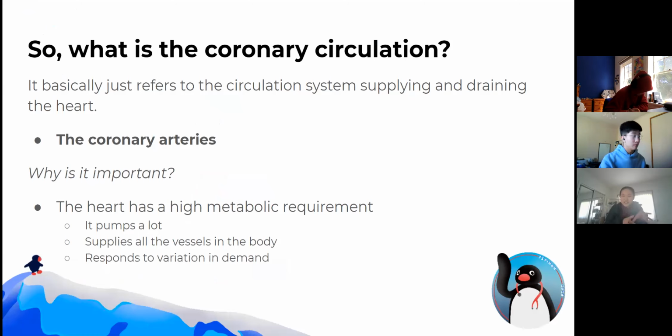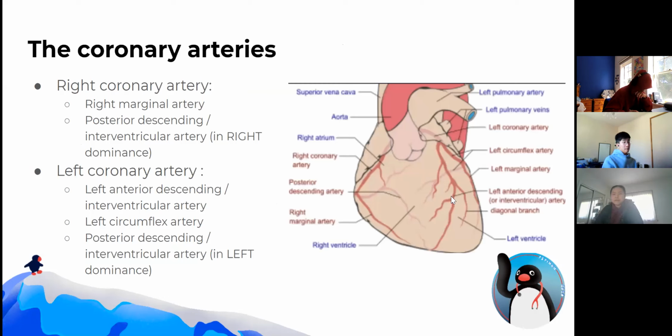So the coronary circulation refers to the circulation system supplying and draining the heart. And obviously this is important because I didn't actually know this, but the heart actually needs blood. So the heart needs a coronary arterial supply because it has high metabolic requirements. It pumps a lot, it supplies all the vessels in the body, and yeah, it needs blood. So it needs oxygen. You guys have already been through the coronary arteries, right?